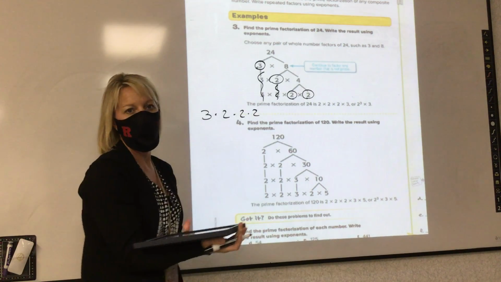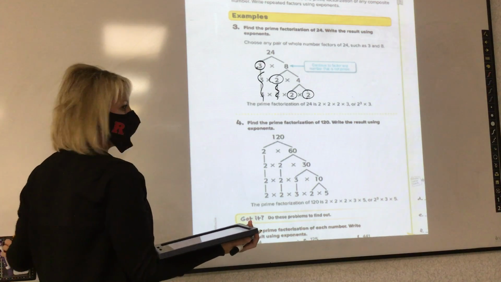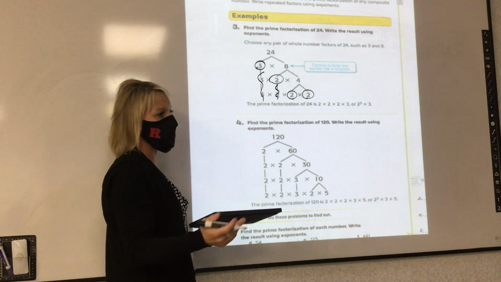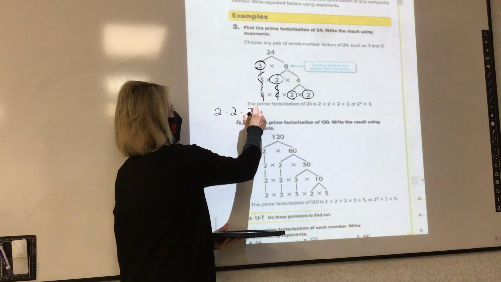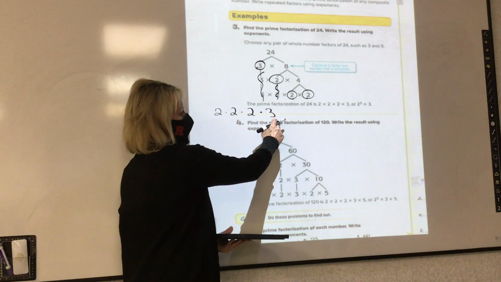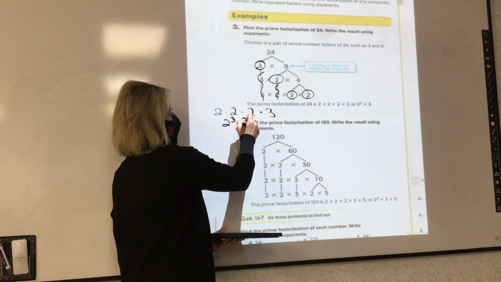Is that correct? No, because it has to be least to greatest. I have the same problem. Sometimes I make that same mistake, but I have to just double check. So you're going to write 2 times 2 times 2 times 3. You're going to write that out first, and then it would be 2 cubed times 3.